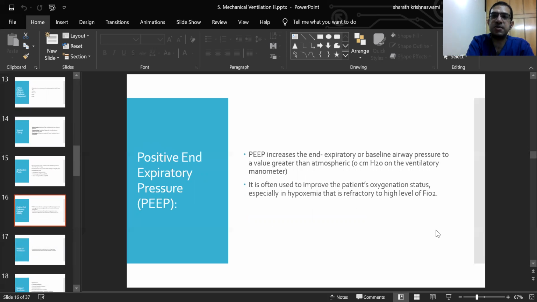The positive end expiratory pressure increases the end expiratory or baseline airway pressure to a value that is greater than the atmospheric, that is 0 centimeters of water in the ventilatory manometer. It is often used to improve the patient's oxygenation status, especially in patients who have hypoxemia, which does not respond to a high level of inspired fraction of oxygen.